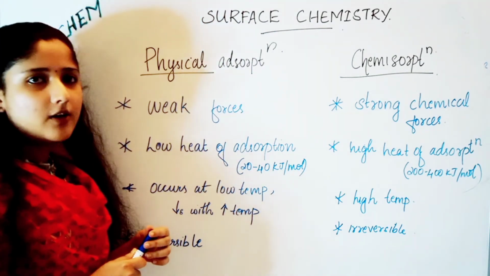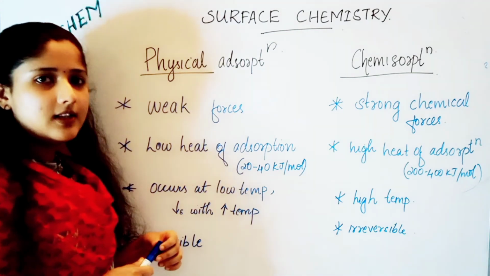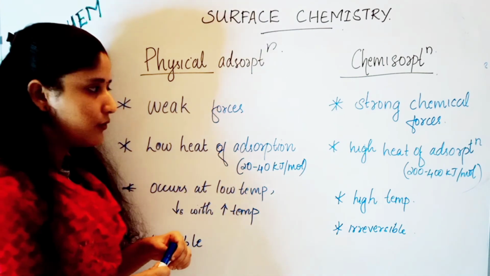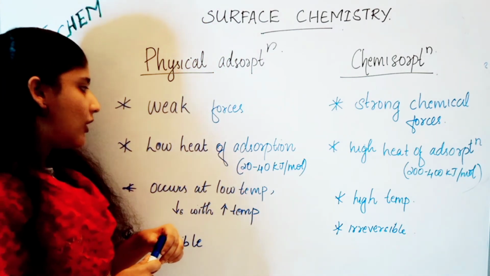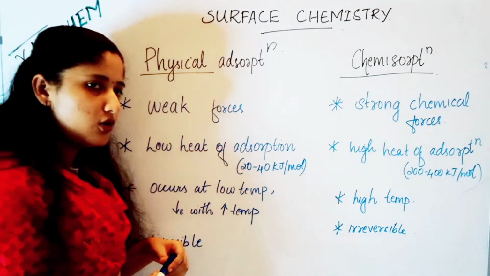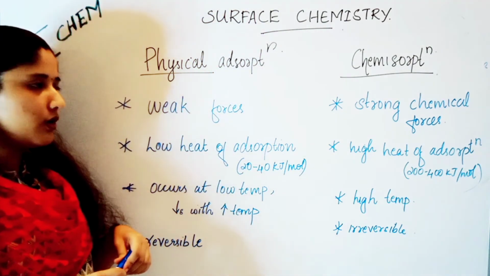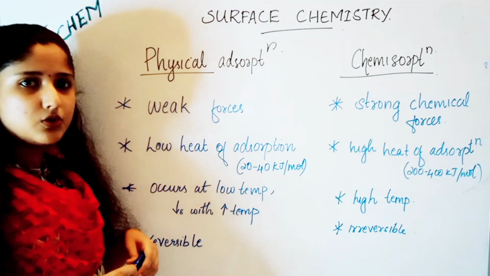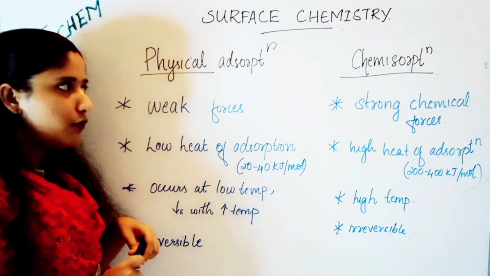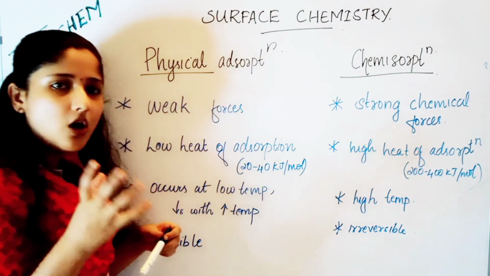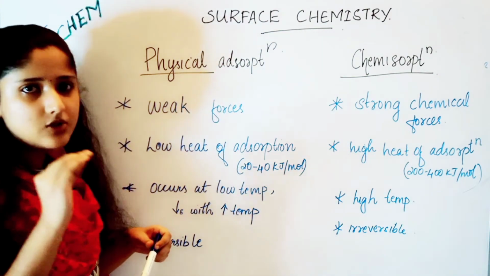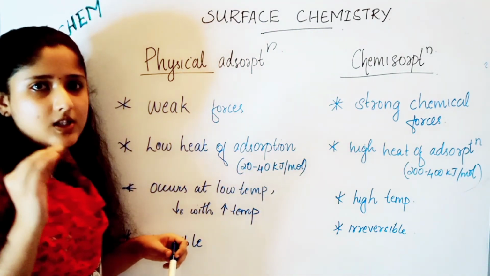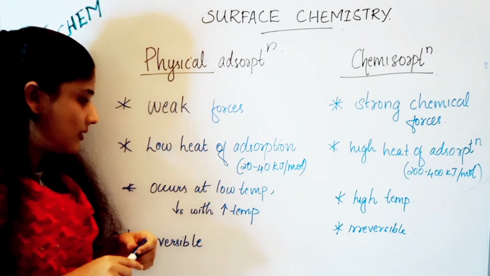Usually weak forces are there for physical adsorption, that is weak van der Waals forces, but for chemisorption it is strong chemical forces that act. There is only low heat of adsorption, 20 to 40 kilojoule per mole, for physical adsorption or physisorption. And there is high heat of adsorption, 200 to 400 kilojoule per mole, for chemical adsorption. Why? Because strong forces are made. So, high heat of adsorption will be there. But for physical adsorption only low heat, because weak van der Waals forces are acting.